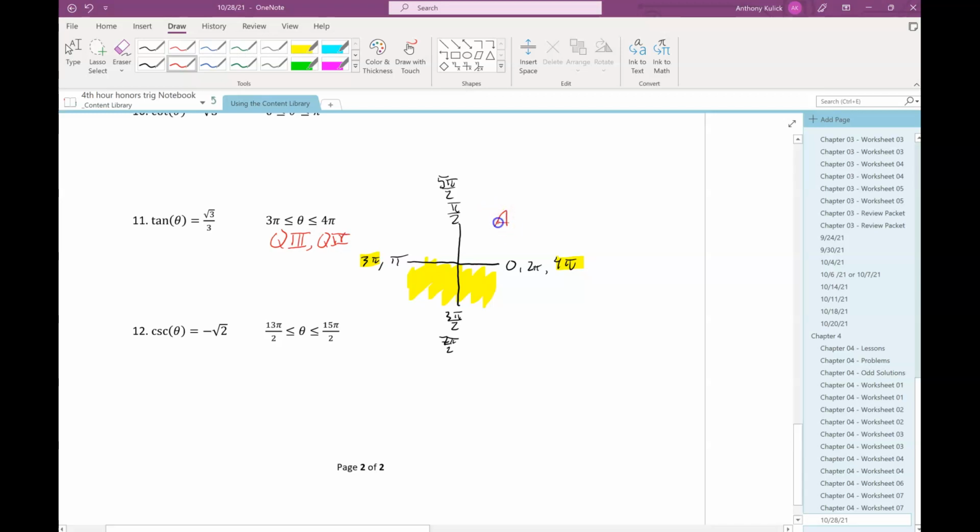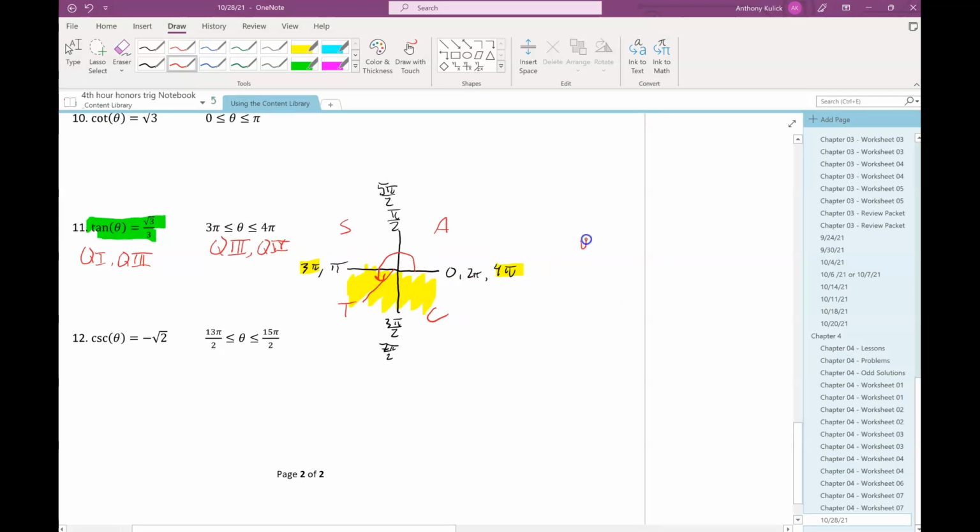Then we'll do all silly turtles crawl. If I look at tangent, where is tangent positive? Q1 and Q3. Everybody's cool with that? So the angle that I'm looking for is in Q3. Okay. Tangent I know is y over x.